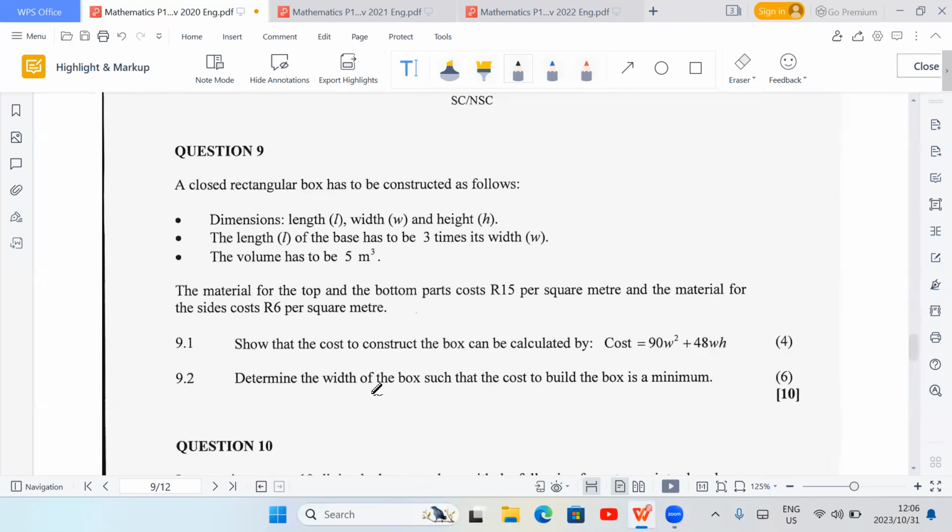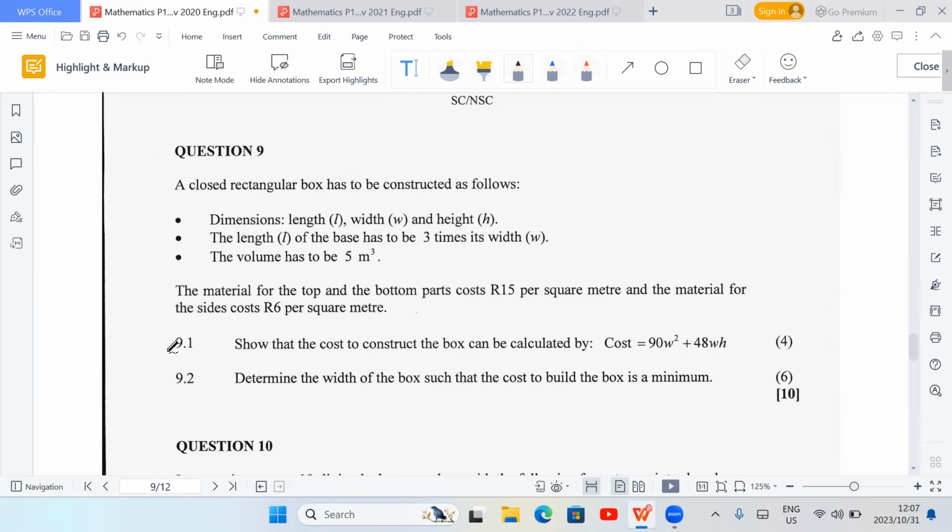They say determine the width of the box such that the cost to build the box is a minimum. So if you are given this, you can quite get this one if, let's say, you are not able to show that the cost to construct a box can be calculated by this, right? But then that's 90W, the W representing the width. There's also a way to get the questions in 9.2 by just taking whatever they need you to prove here.